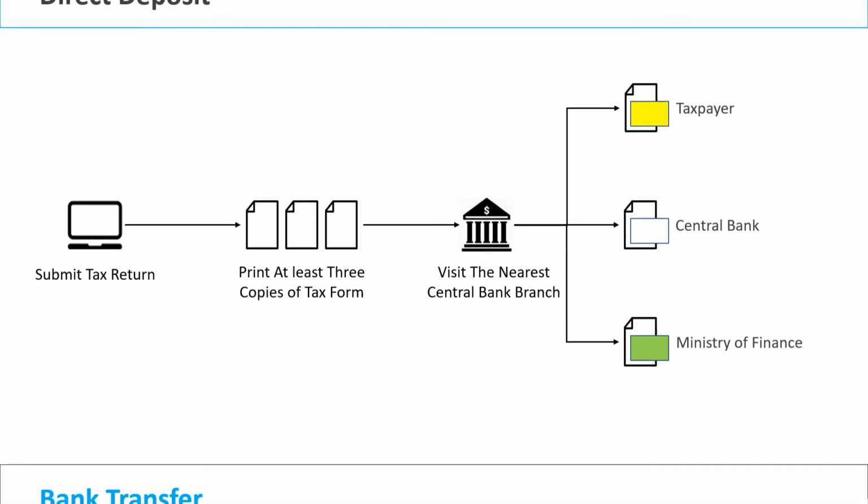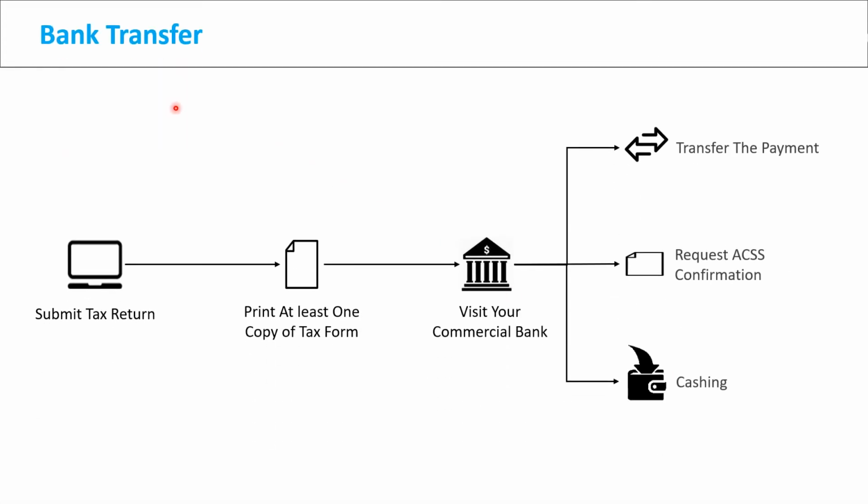But if you choose to transfer the payment instead of direct deposit, which we also recommend, you have to print at least 1 copy of tax form, ask your commercial bank to transfer the payment to the Ministry of Finance relative account with the Afghanistan bank. After payment transfer, you have to ask your bank to provide you with ECSS confirmation form. This process may take 24 to 48 hours.